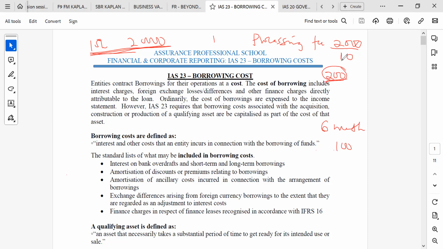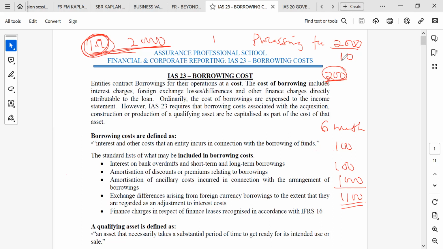This is if the interest is fixed, if you are having a fixed interest rate or a nominal interest rate. Under the principles of financial instruments, they are going to give you effective interest rates. The effective interest rate takes into consideration the 100 that we'll be adding, and also the 10% interest, which for 6 months will be 1,000. So we are going to be having 1,100 as the borrowing cost to be capitalized.